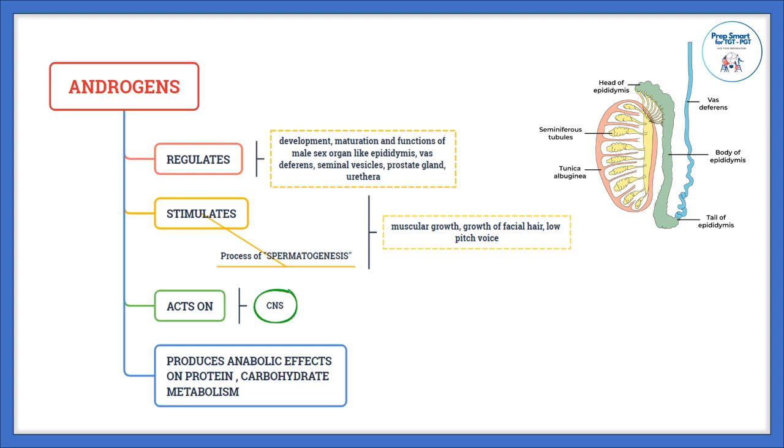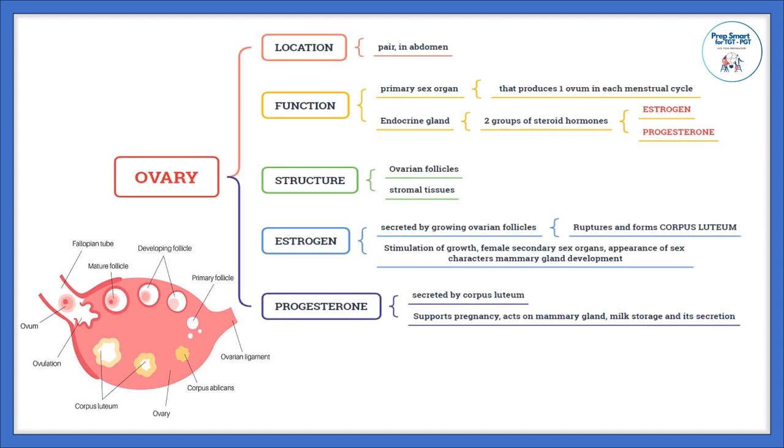Next and last gland is the ovary. Ovary is also present in pair located in the abdomen. It also has two functions of being a primary sex organ and an endocrine gland. Being a primary organ, it produces one ovum in each menstrual cycle, and being an endocrine gland, it secretes two groups of steroid hormones, that is estrogen and progesterone.